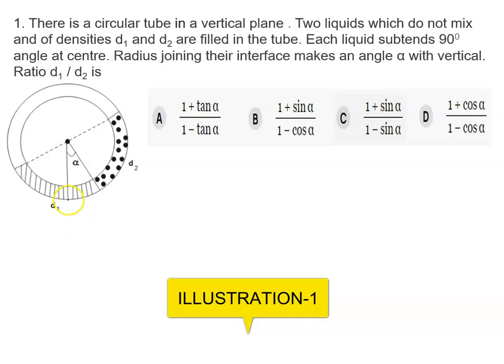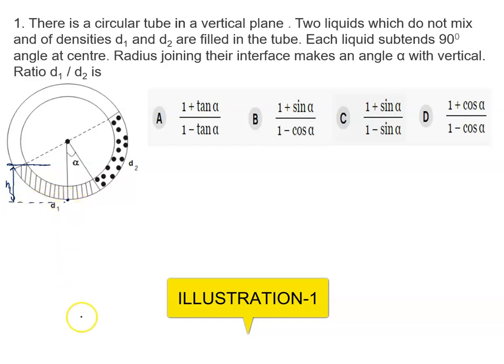Let me take the lowermost point. We observe this point from the left side and from the right side. Of course, pressure at this point should be the same. On the left side there is only one liquid, having density d1. Let me mark it like this. This is the height of the liquid, and let's say this height is given by h1.